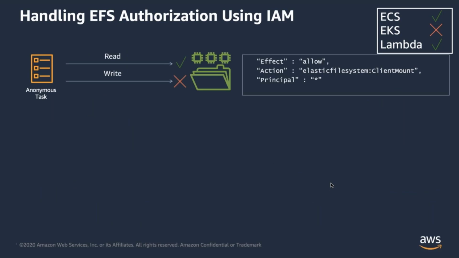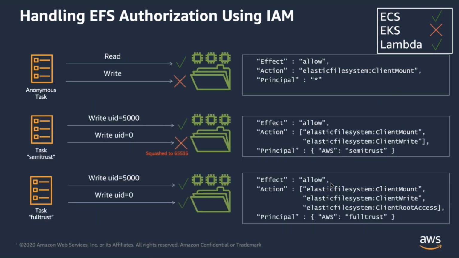Just a little bit more on how to use this. There's actually 3 permissions that you can use to define how much access an application has to their file system. First is if you use the client mount action, what you are giving your application is read-only access to the file system. So you can see that this top task called anonymous task can read from the file system, but it cannot write to the file system.